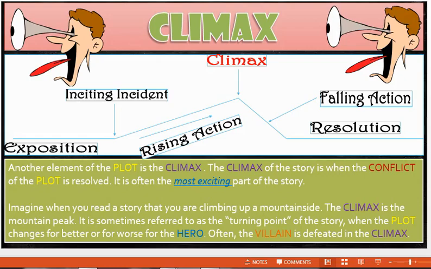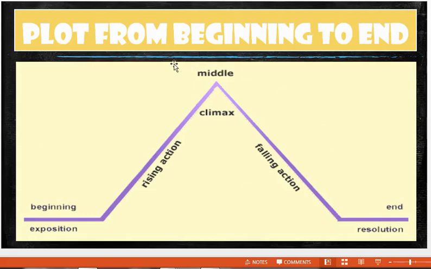Okay, going back to our chart where we're climbing a mountain, this is where that all happens. The most exciting part, the page turner. You've been reading to get to this part at this point. Okay, that's why you read a book.